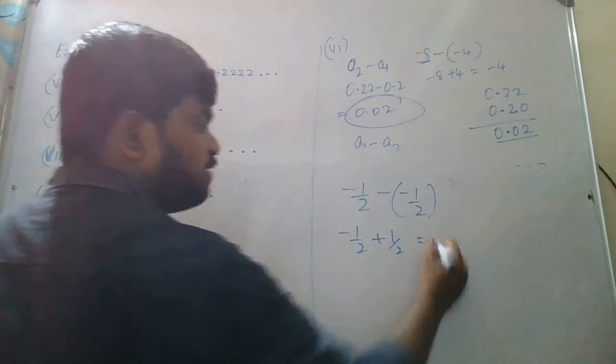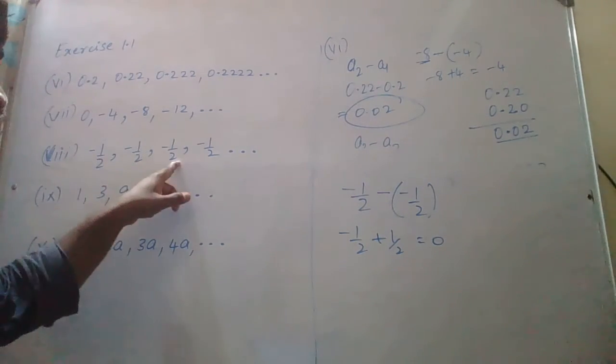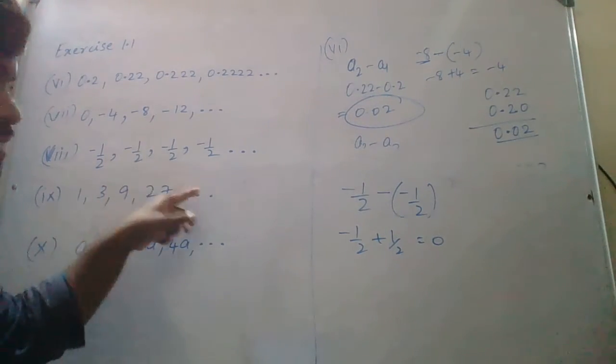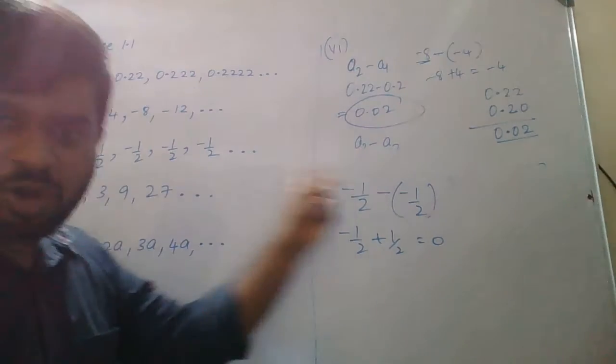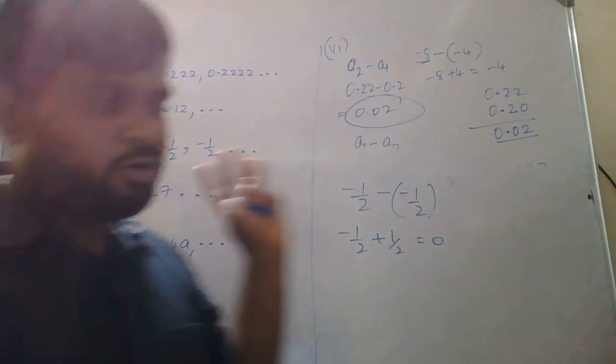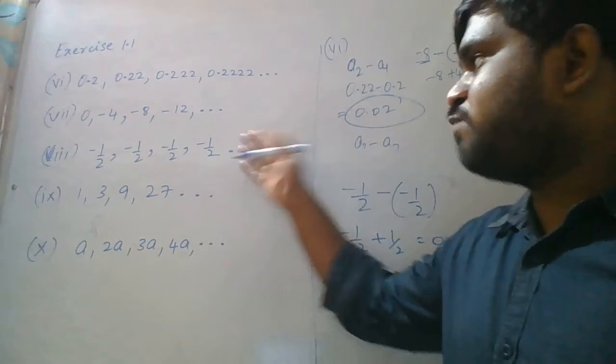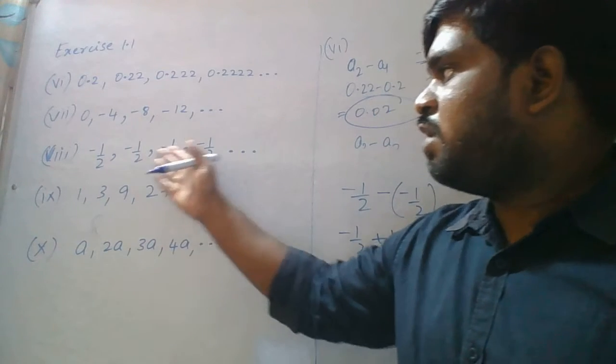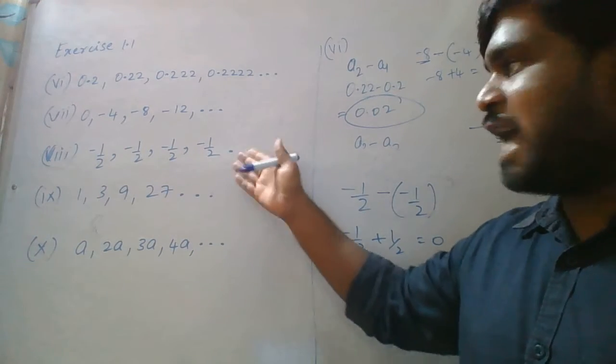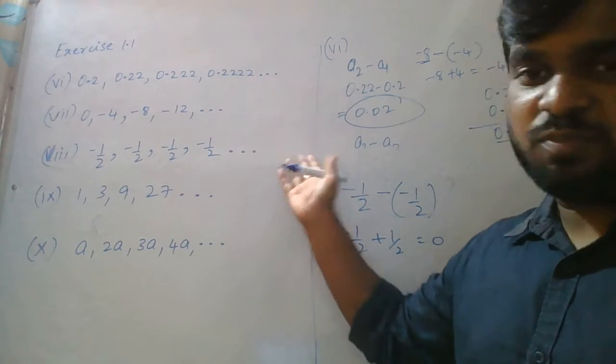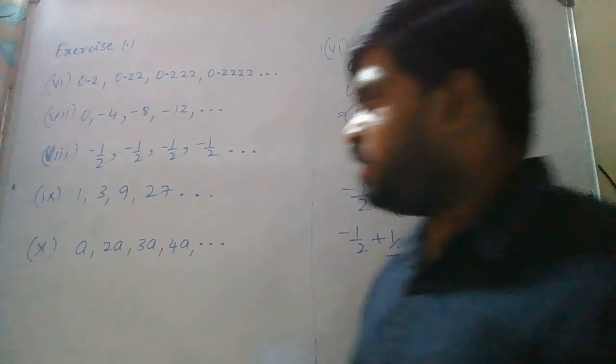Minus half plus half is 0. Same thing, you will get this and this. If you subtract, you get 0. Again 0. You're getting a common answer throughout. Therefore, it is an AP. What will be the next four terms? Just observe. Everywhere it is minus half. You have to just add 0 to it. If you add 0, you will get the same thing. So you can complete it.